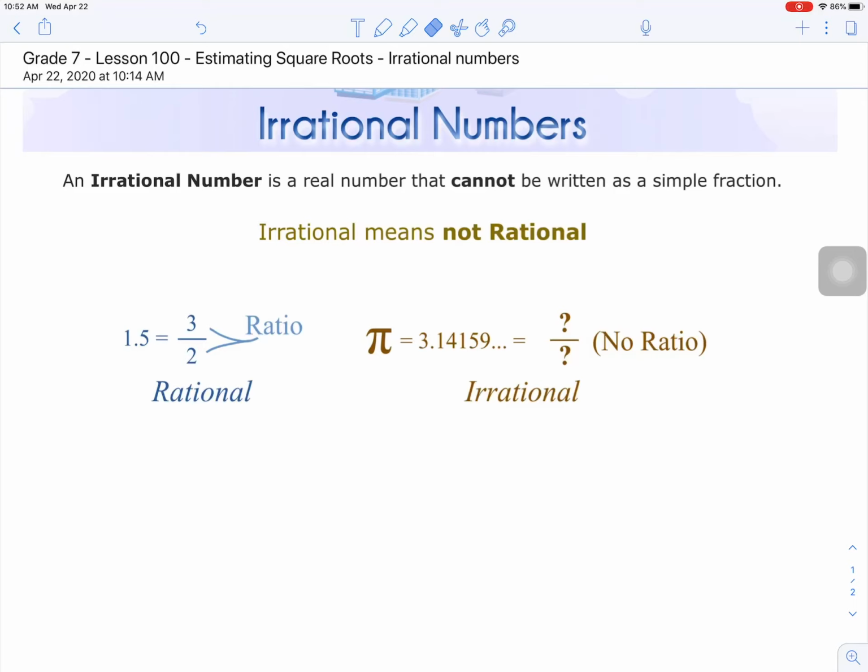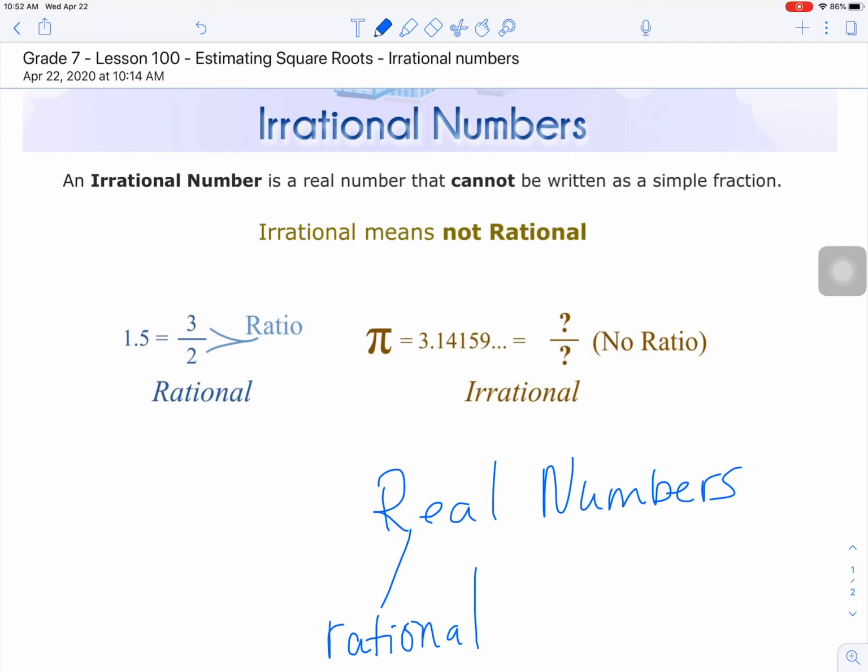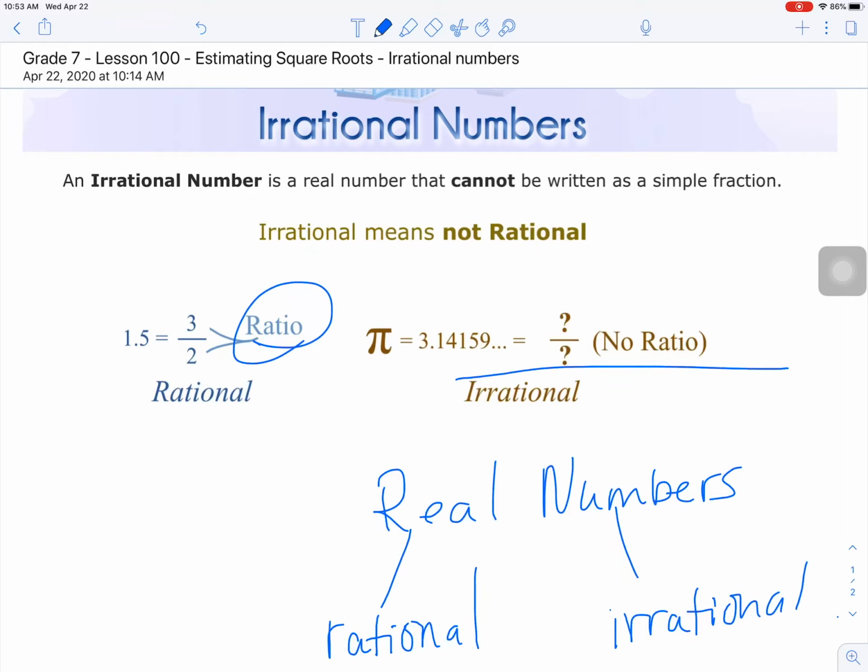Irrational numbers belong to the real number family. So if I type in right over here, real numbers, you have both rational and irrational. Now the easiest way to think about it is rational means that you can put it into a ratio. Irrational means you cannot put it into a ratio. It's a number that doesn't end. So that's an irrational number. There's no ratio to put it there. So that's really what they're looking at in this lesson.